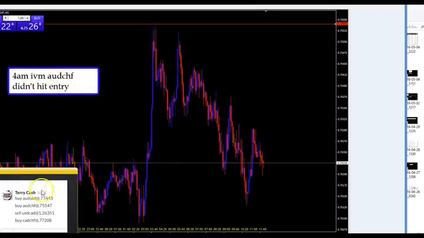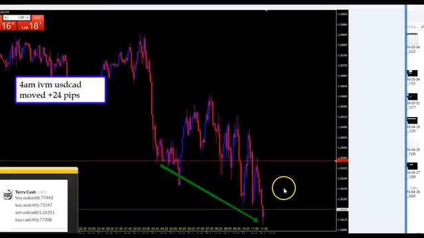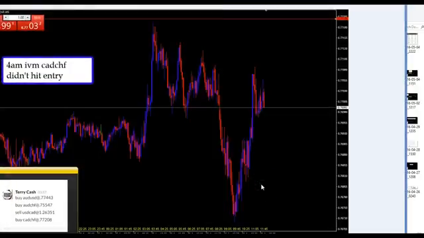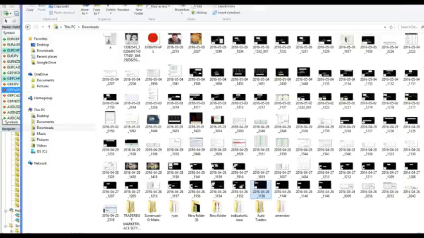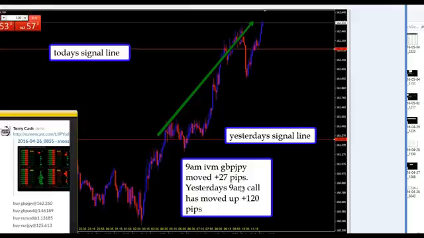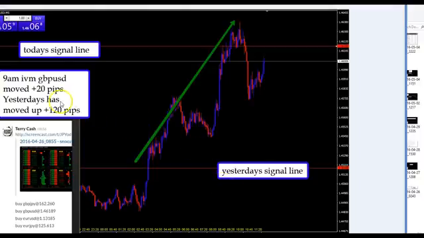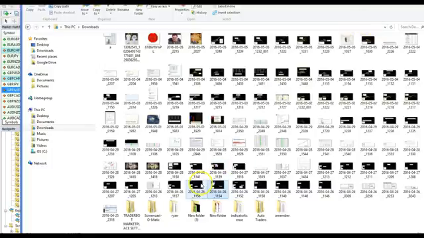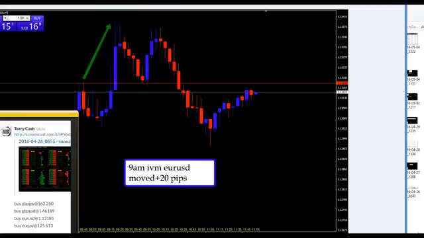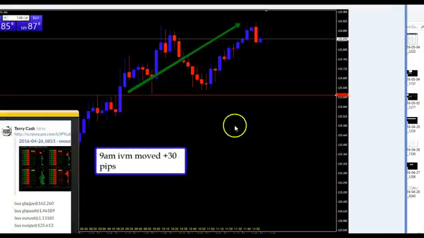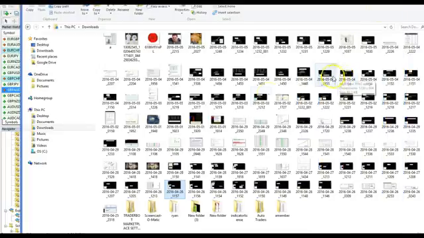Australian dollar, Swiss franc didn't hit entry, but I want to show you something. It called to sell this. Nope, called to buy it, and it didn't hit entry. USD CAD, it moved down 24 pips by the time I took the picture. CAD Swiss didn't hit entry. This one yesterday moved up 120 pips. This one, 120 pips. Moved up 20 pips. It's like this every day. Moved up 30 pips. Some of the results people are getting.